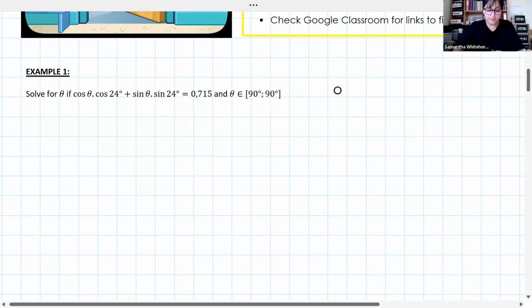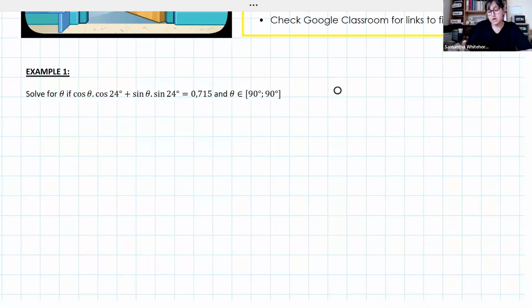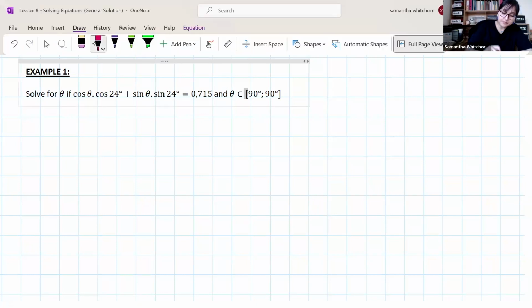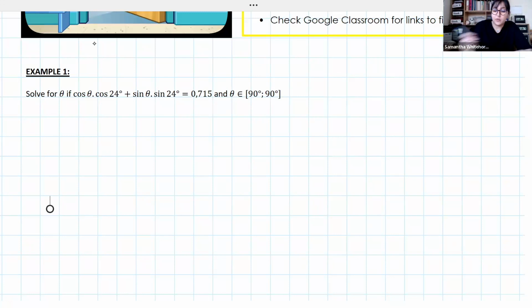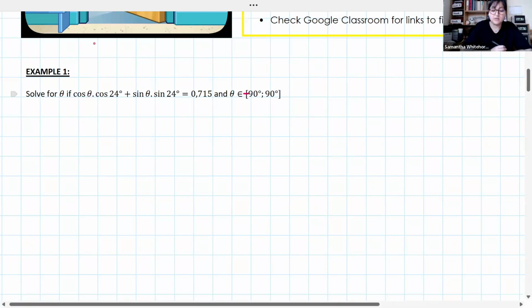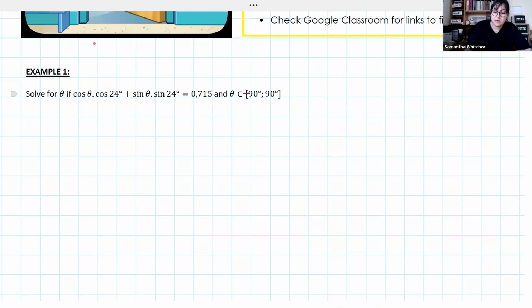Guys, so if we have a look at the first example, I thought I'd fixed it, but I obviously had not fixed it. What we've got here is: solve for theta if cos theta times cos 24 plus sine theta times sine 24 is equal to 0,715, and theta is an element of negative 90 to positive 90. I did think I fixed it, I obviously didn't, but there we go. So this equation we'll get to in a second.